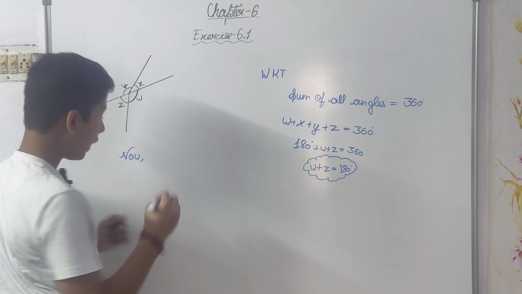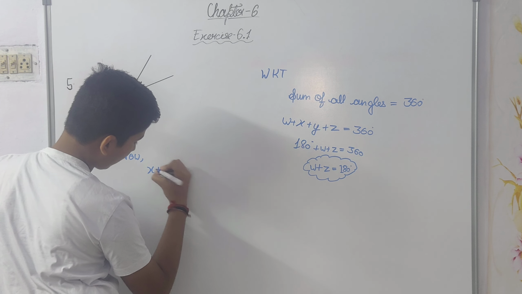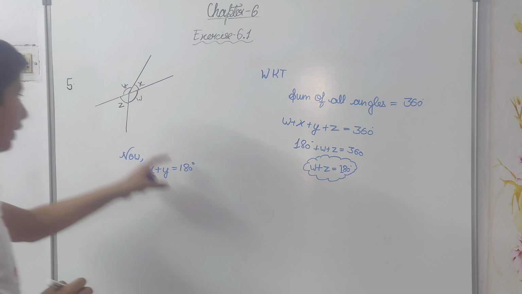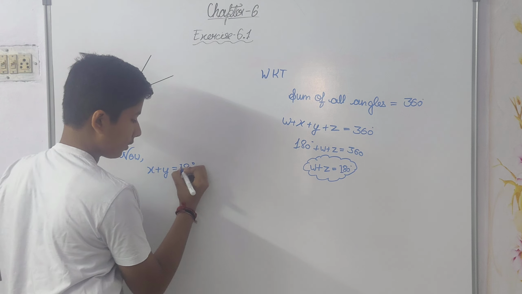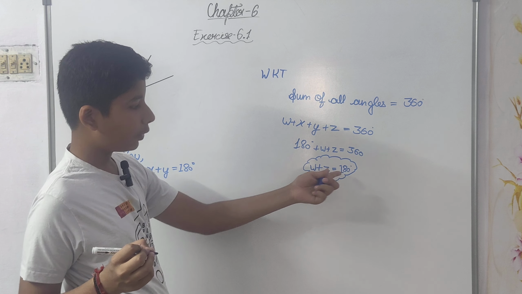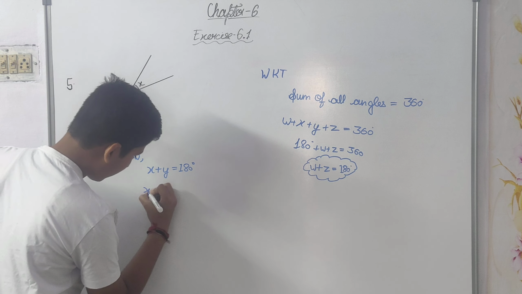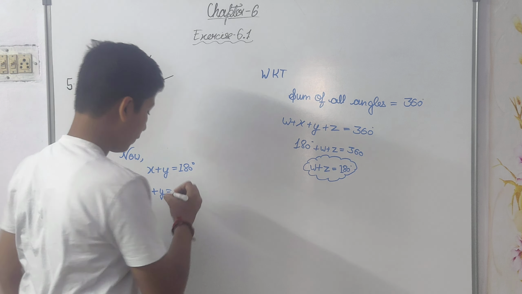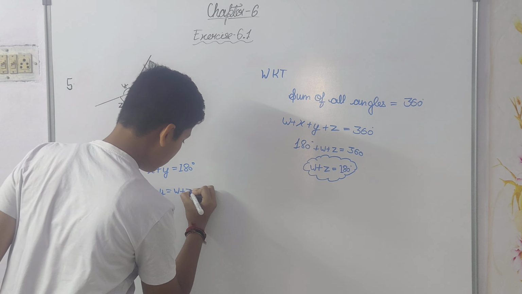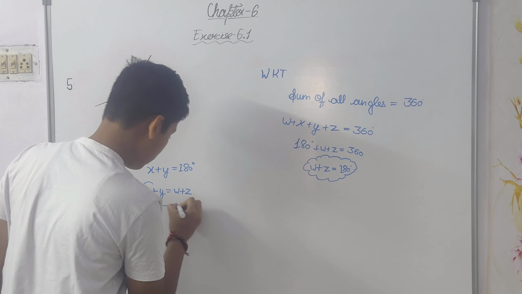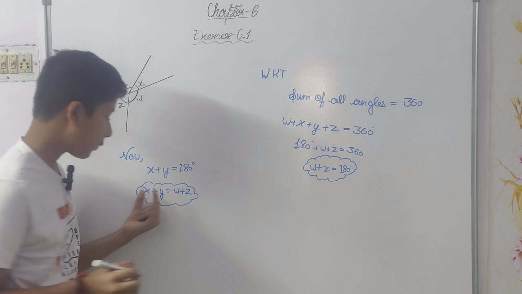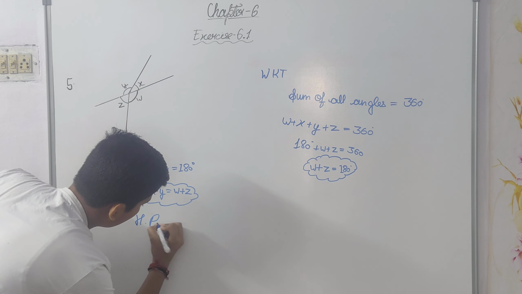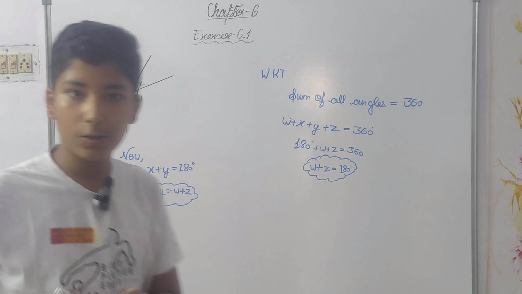Okay, so now we'll write here x plus y equals 180 degrees. We know this because it is a straight line. Now we know that w plus z is also 180. So in x plus y, instead of 180 we'll write w plus z. So we have proved that x plus y equals w plus z. Hence proved. This question was also small.